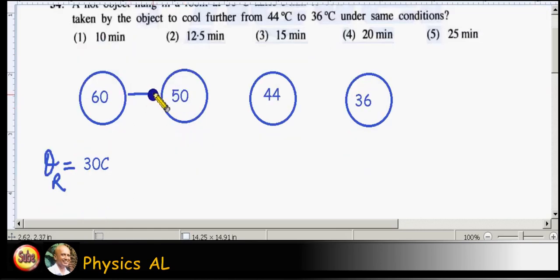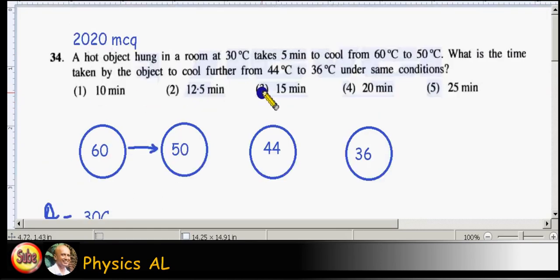From 60 to 50 the time taken is 5 minutes, so we use minutes here. We don't have to convert it into seconds because the answers are all given in minutes. Then from 44 to 36 they ask the time. We don't know the time, we have to find it. Take it as t. What is the time taken by the object to cool further from 44 to 36? So that is what they want.